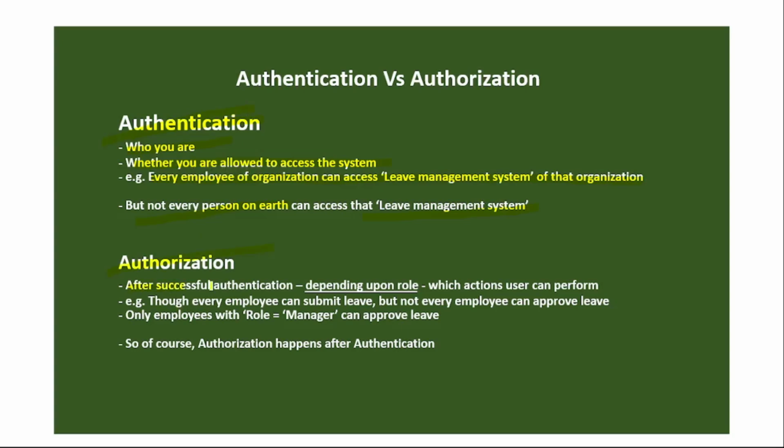Okay, now authorization. After successful authentication, depending upon the role, which actions that employee or that user can perform, that is nothing but authorization. So for example, though every employee can submit the leave in this leave management system, not every employee can approve the leave, right? Only employees with a role, say manager, can approve the leave. So again you can see, depending upon the type of role that employee has, he can perform different actions.